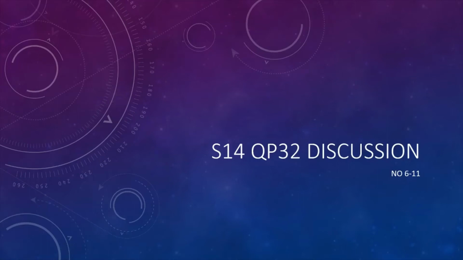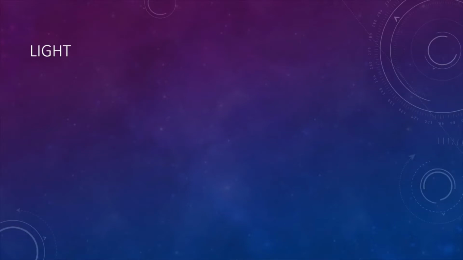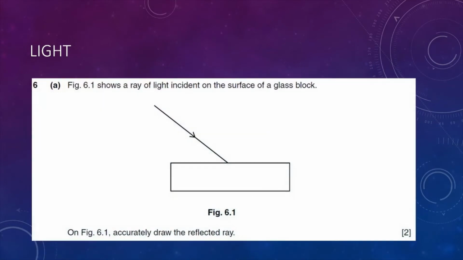Now, let's begin with question number 6. Question number 6 is about light. 6a. Figure 6.1 shows a ray of light incident on the surface of a glass block. On figure 6.1, accurately draw the reflected ray.